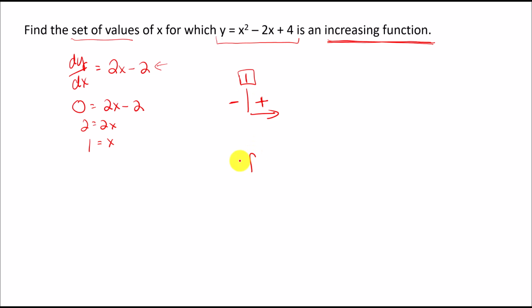So we would say y is increasing when x is greater than 1. So right there, when x is greater than 1. And that's the only thing it asked us for.